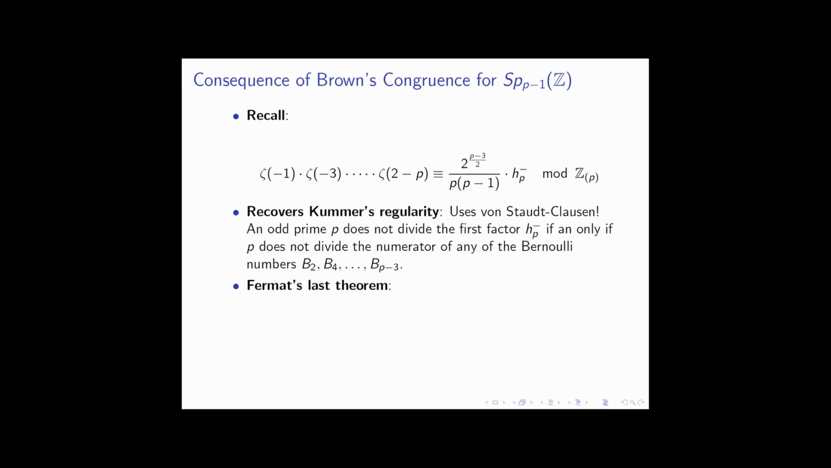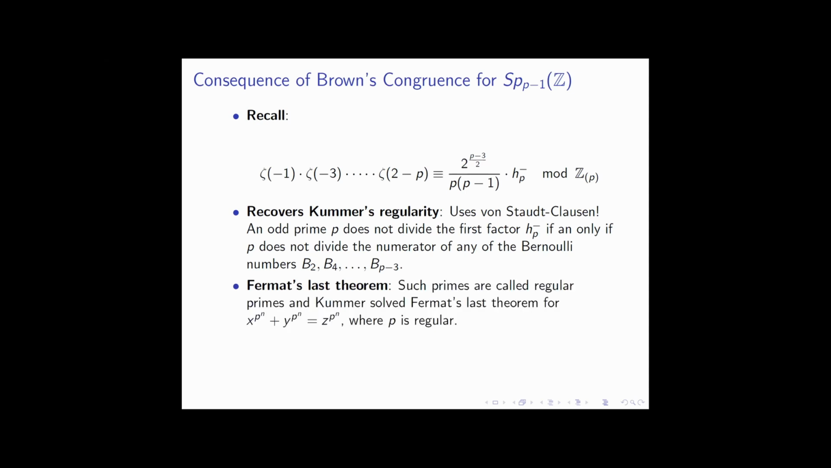Okay, so then why were these regular primes important? Well, Kummer managed to prove Fermat's last theorem for the powers of these regular primes. That's why these regular primes were important. So this was the first instance when someone proved Fermat's last theorem for infinitely many primes. Kummer did that in one of his papers. So that was for regular primes.